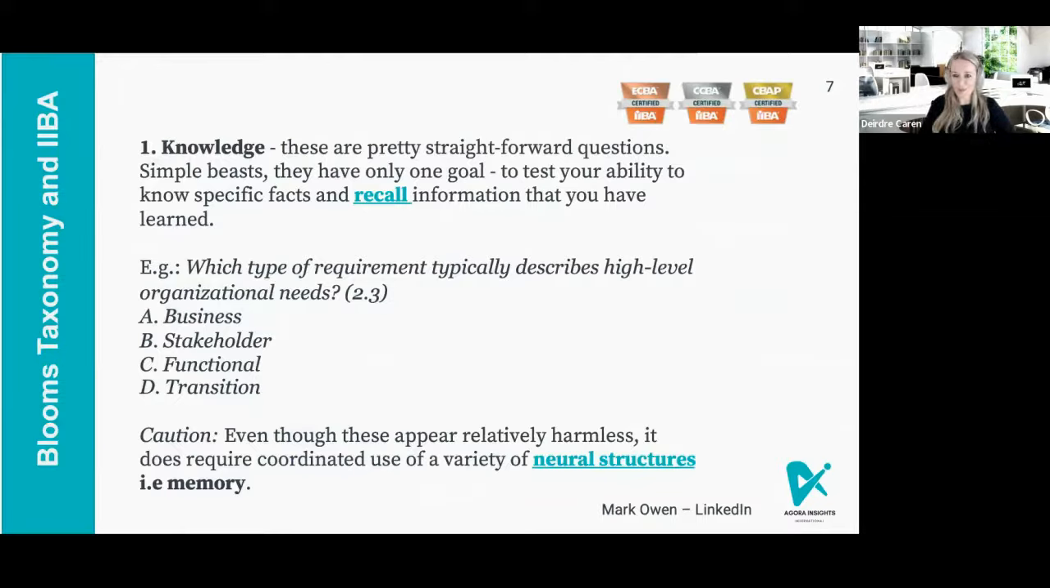Okay, so what type of requirement typically describes high-level organizational needs? Awesome. So the correct answer is a business requirement, as I briefly mentioned, and this is the overall goals that we are looking at. So when we're building the house, that is a business requirement, and that's the overarching goals that we're looking at.